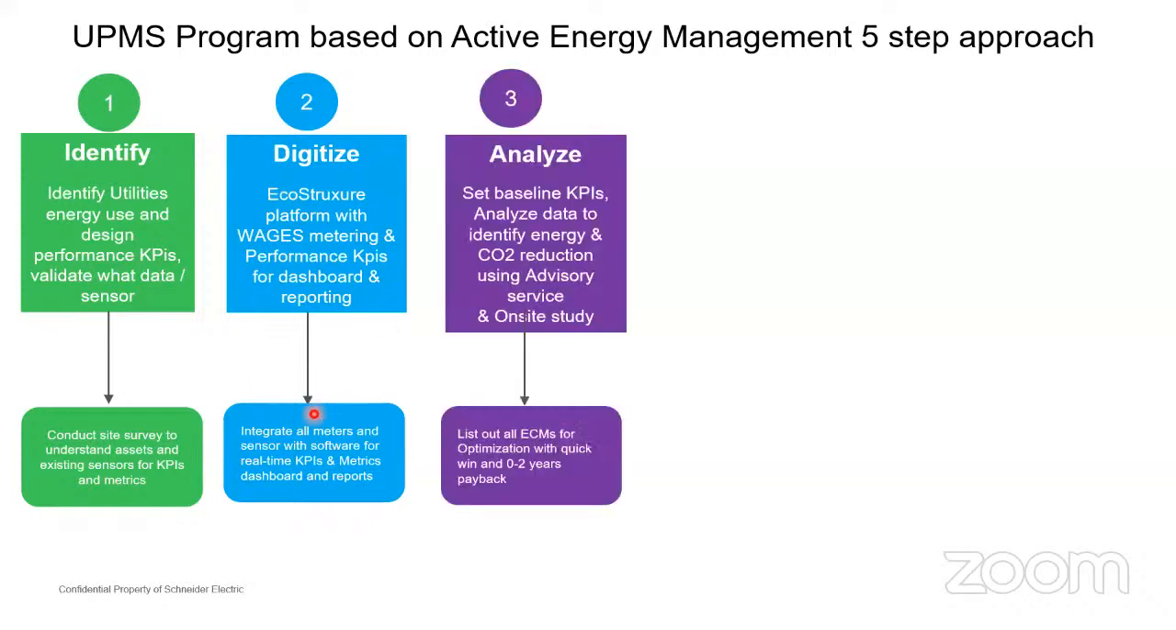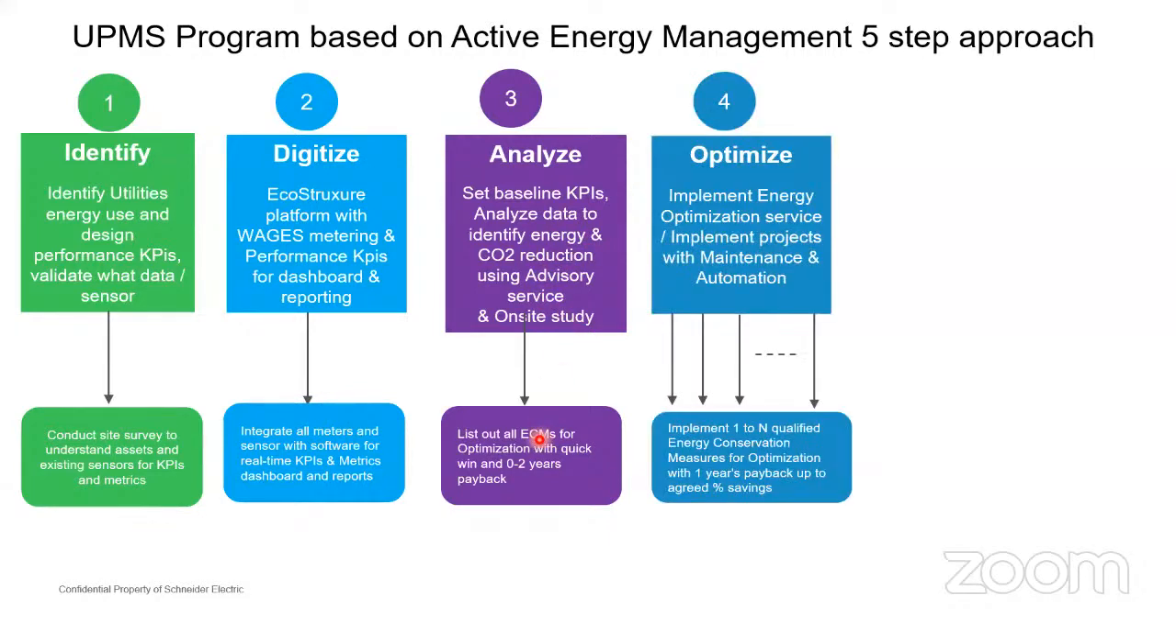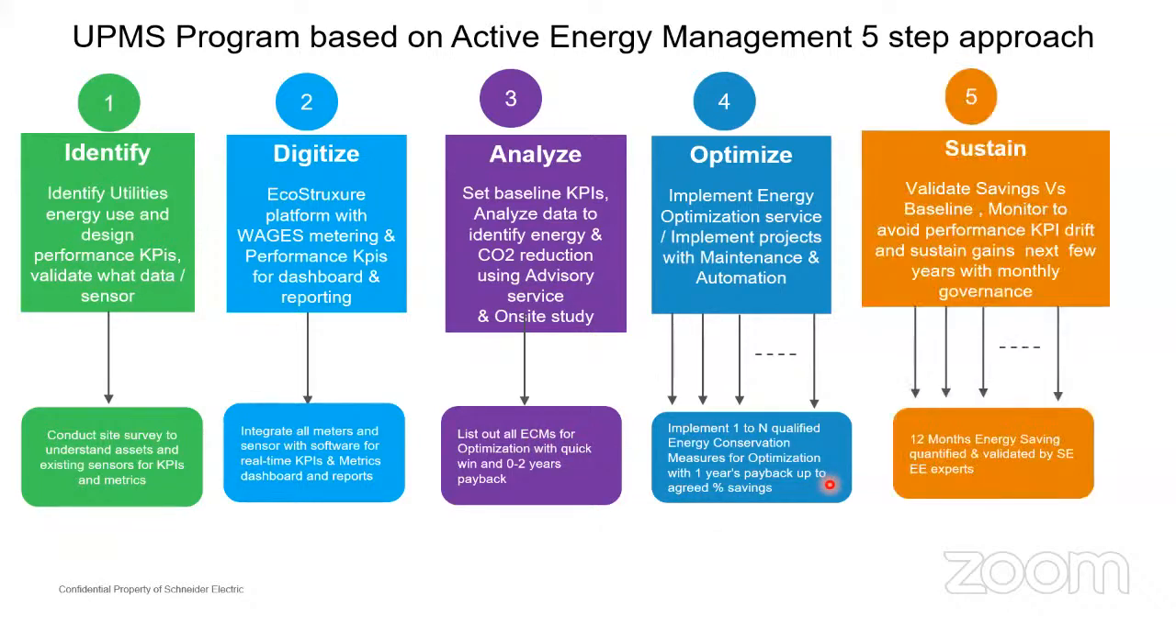Then we analyze the data, we set the baseline KPIs, and we analyze the data for energy reduction and carbon reduction. Advisory services will happen here. Then we optimize, implement some changes, and validate the list of energy conservation measures. And finally, we sustain. That means we do the measurement month on month. We need to measure whether the savings really happened after stage number 4 is completed. So we validate the savings against the baseline.